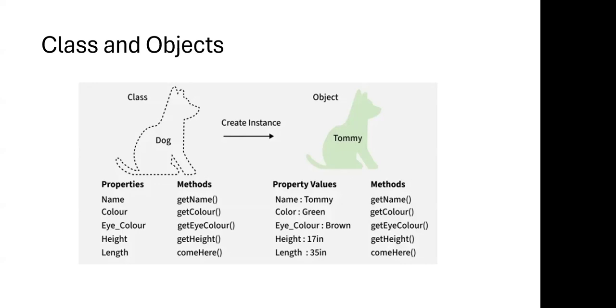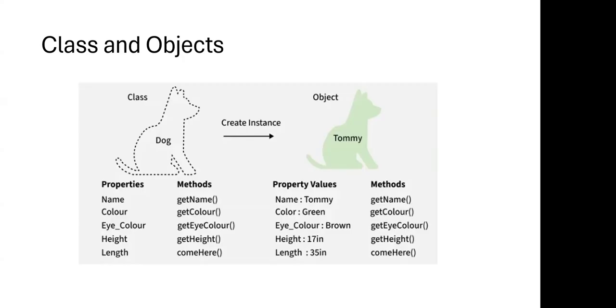The instances, we say, are objects. For example, on the right-hand side, this is a green dog. We name it Tommy, and the color is green. Although a green dog does not exist in the real world, it's just for an example. Here we give it the eye color brown. The height is 17 inches and the length is 35 inches.